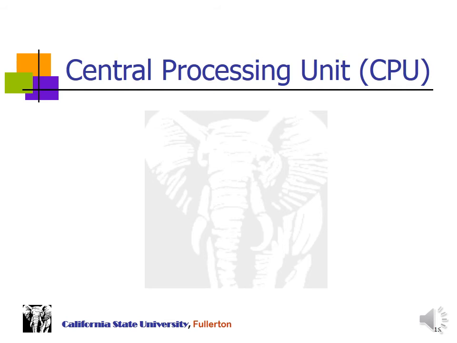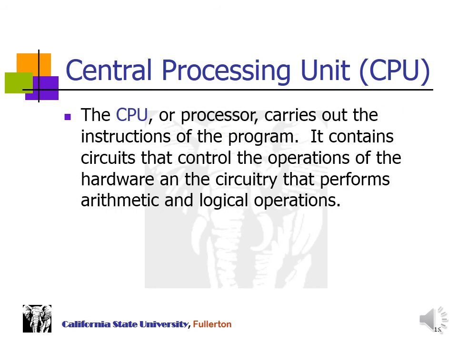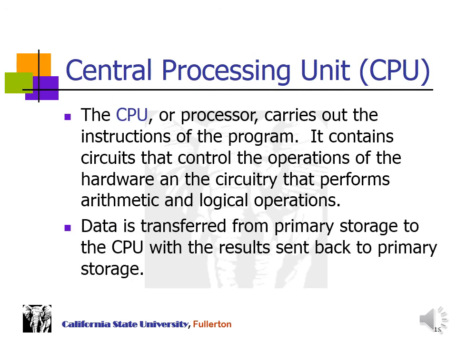Central Processing Unit. CPU carries out the instructions of the program. It contains circuits that control the operations of the hardware and the circuitry that performs arithmetic and logical operations. Data is transferred from primary storage to the CPU with the results sent back to the primary storage. The question is, how does a CPU work?